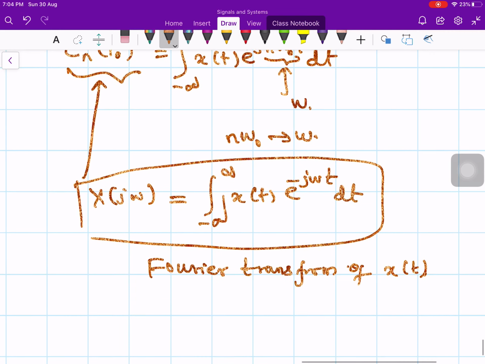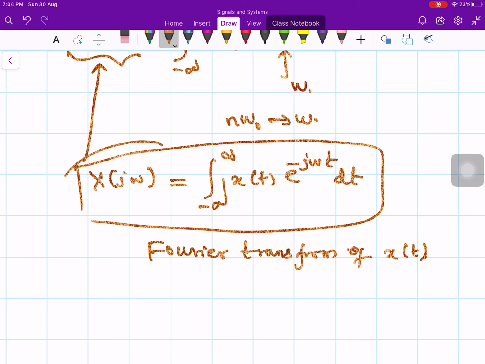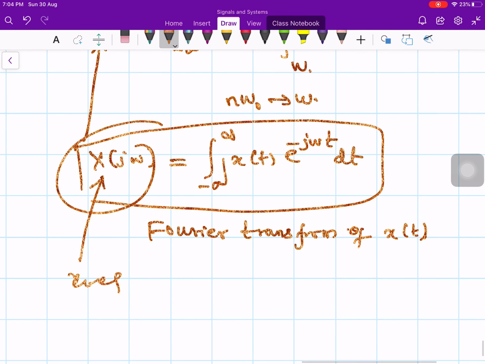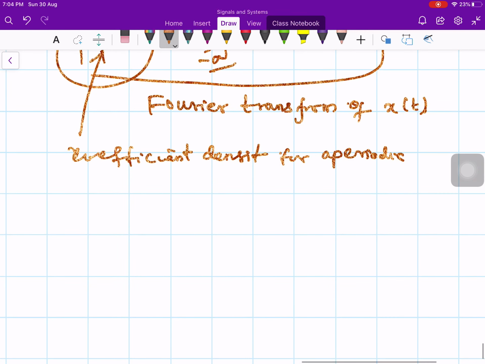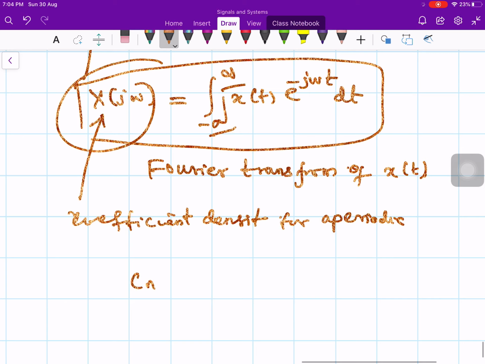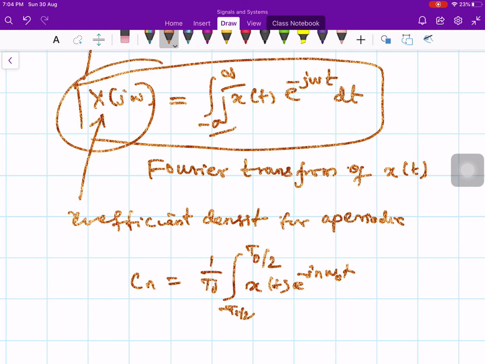That's it. Okay, and this x of j omega is called the coefficient density in the aperiodic case. Recall from the Fourier series, there we say coefficient simply, but here it is coefficient density, which is given by the integral of x of t e to the minus j omega t dt, with the limits from minus infinity to plus infinity. What is the corresponding formula for Fourier series? Cn is equal to 1 over T naught, because the period is finite, integral from minus T naught by 2 to plus T naught by 2 of x of t e to the minus j n omega naught t dt. That's it.